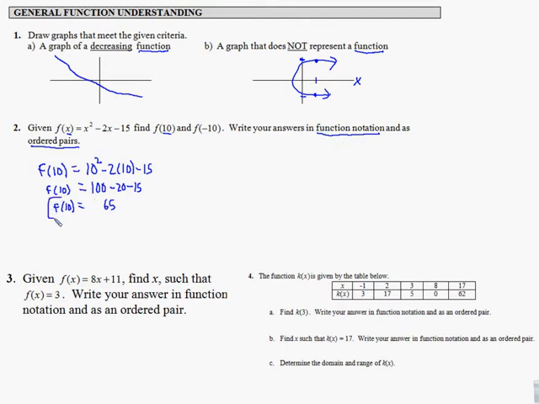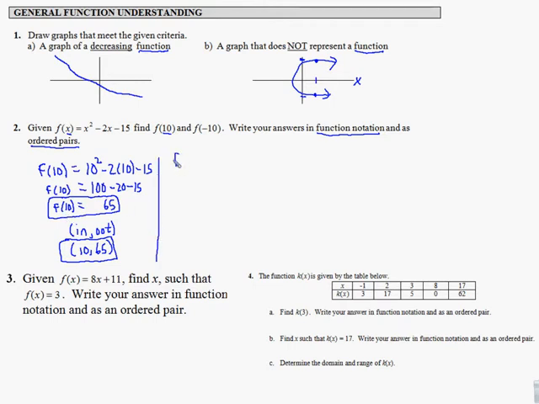So that's one answer. But it also said to write our answer as an ordered pair. So as an ordered pair, that would look like this. With an ordered pair, it's always input, comma, output. So for our problem, the input is 10 and the output is 65. So this, what I'm boxing right here, is the same information as what's up here. This is point notation, this is function notation, but they mean the same thing.